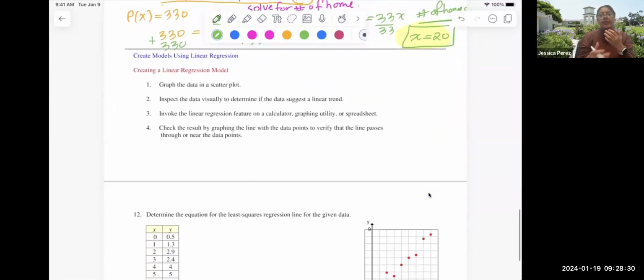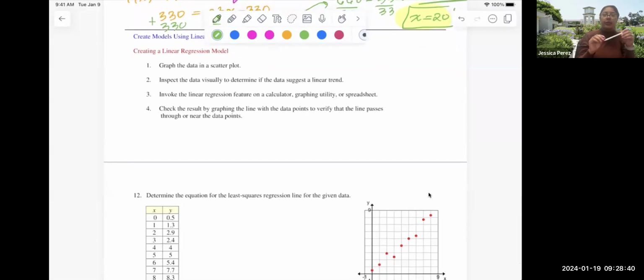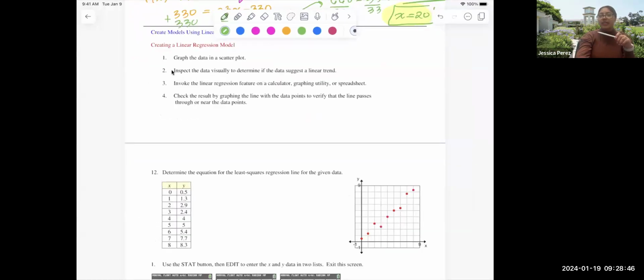Now, the last piece is we want to create models using linear regression. So what is a linear regression? We're going to be fitting scatter plot data. So they're not exactly points, but they're kind of scattered around. And then we're going to visually determine whether it fits a linear form. So we're going to be doing that using our TI-84, and you will be doing some activities involving that on Desmos or on Canvas.